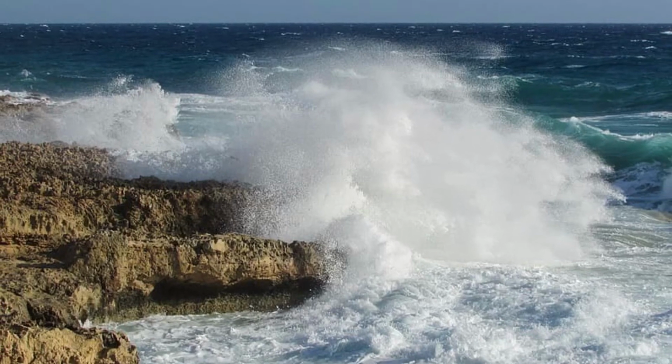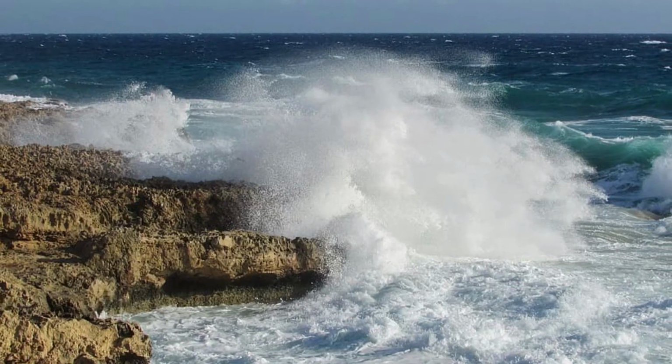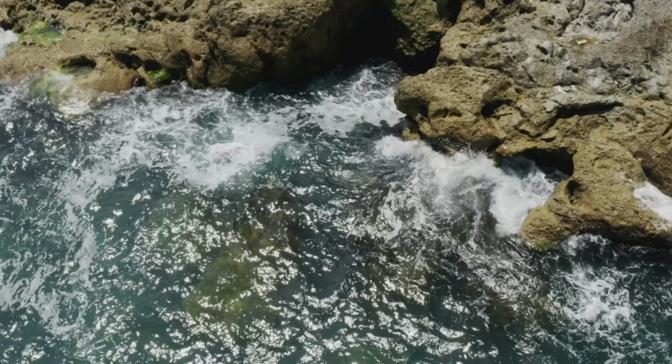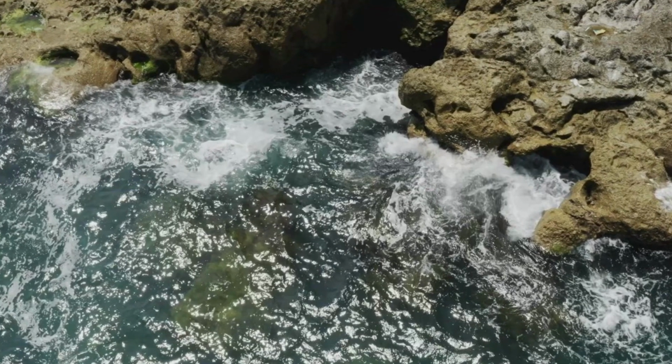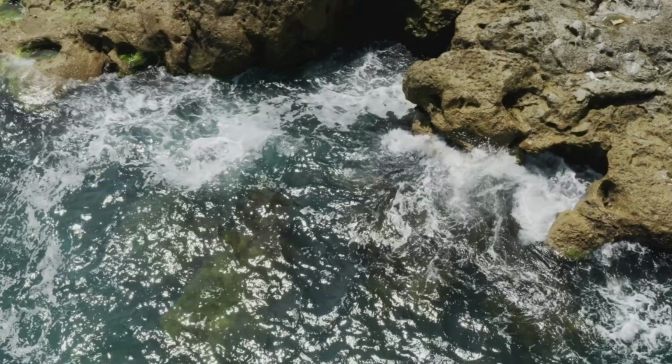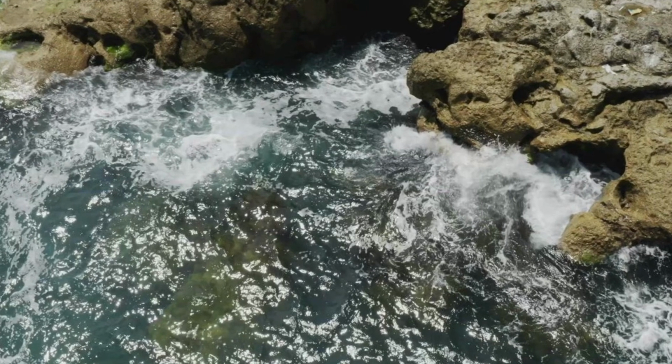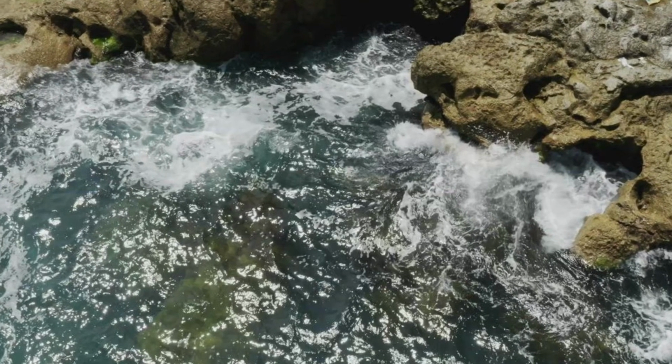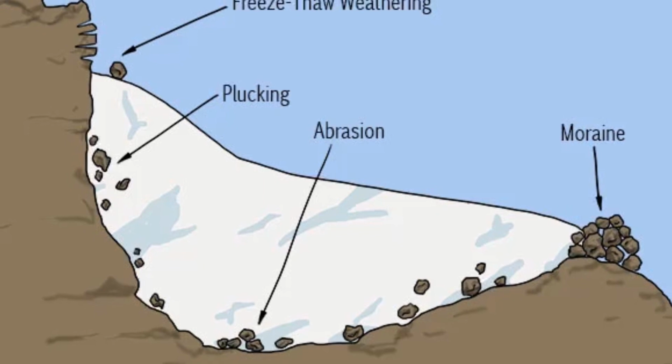How does erosion take place by waves? The water hits the rocks all the time. Over time, the wave starts breaking the rock. Because of the pressure of the waves, the water enters into the rocks and starts breaking it. This is called hydraulic action.